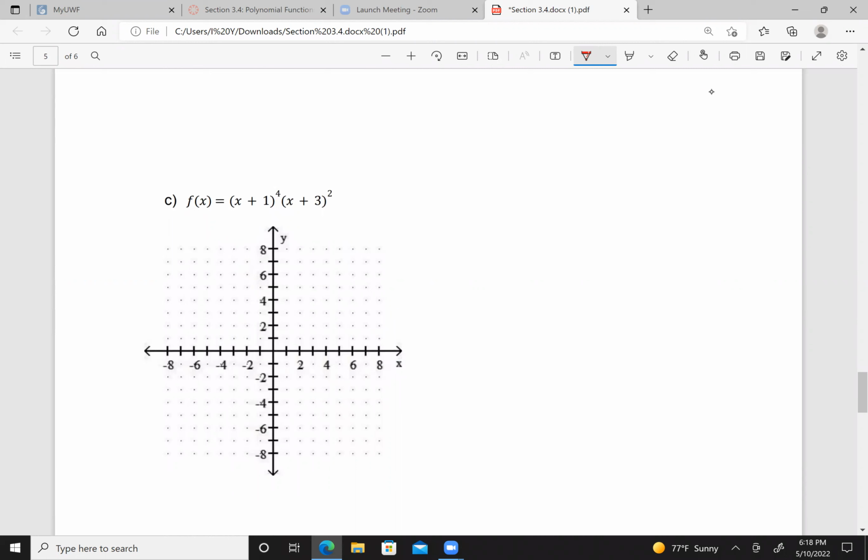Okay, here. First we find f of 0. 0 plus 1 to the 4th times 0 plus 3 squared. So this is 1 times 9, which is 9. So when x is 0, y is 9 up here.